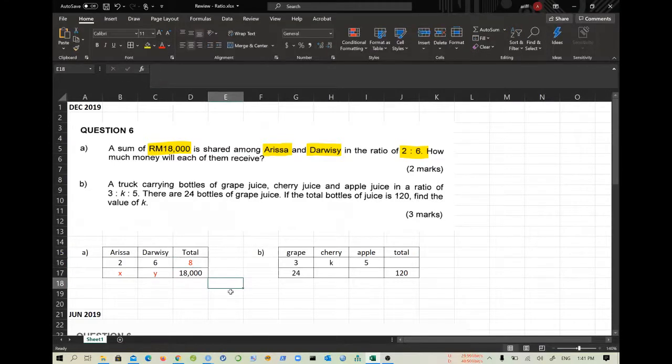In order to find the values of x and y, you can take any two columns that have complete information. When I say complete information, it means that you have two columns that only have one unknown. So in this case, if you want to find x, you can use this column, Arisa, and the total.